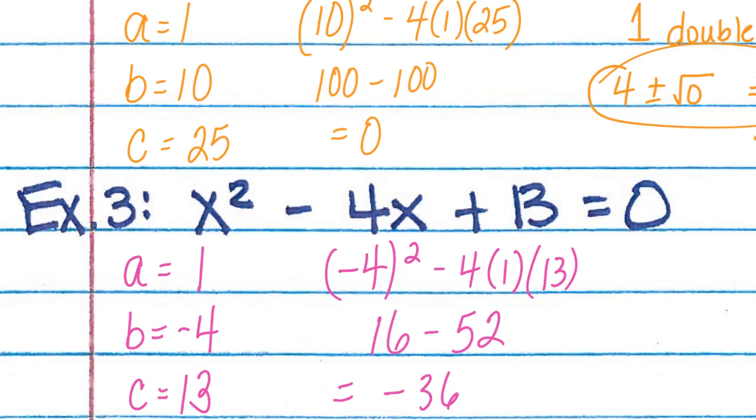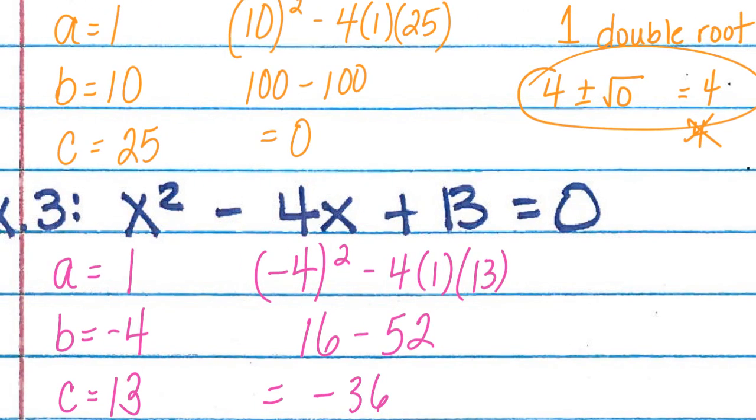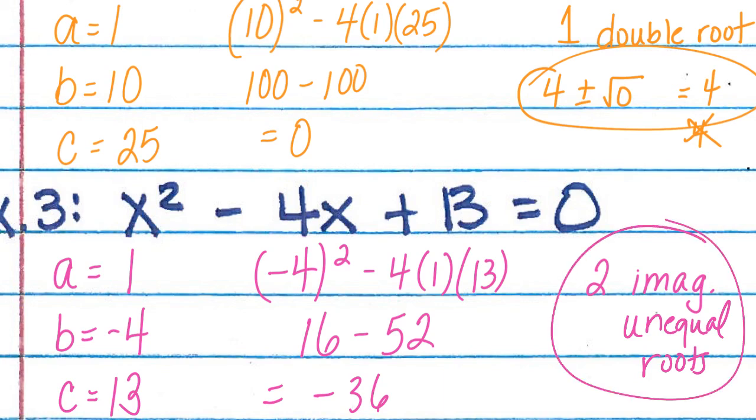My discriminant is a negative number. It's -36. So the nature of my roots, if I look back to my notes, is I'm going to have 2 imaginary unequal roots. So my discriminant is -36, and this tells me that I have 2 imaginary unequal roots.